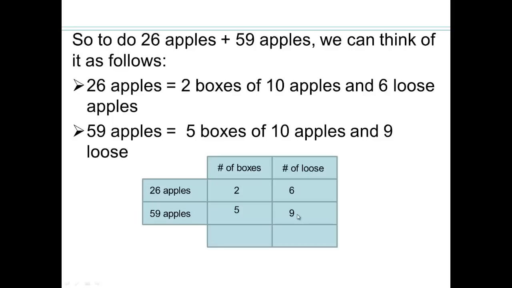So if you have 10 apples, they form a box. And if you have loose apples, then you can combine them. So if you have 9 loose apples and 6, I can take 1 apple from this 6, add this to the 9, and make 1 whole box. And so now there are 5 more apples left. So we have 5 single loose apples left. And here we have 8 boxes. So lining up the place values allows us to add.